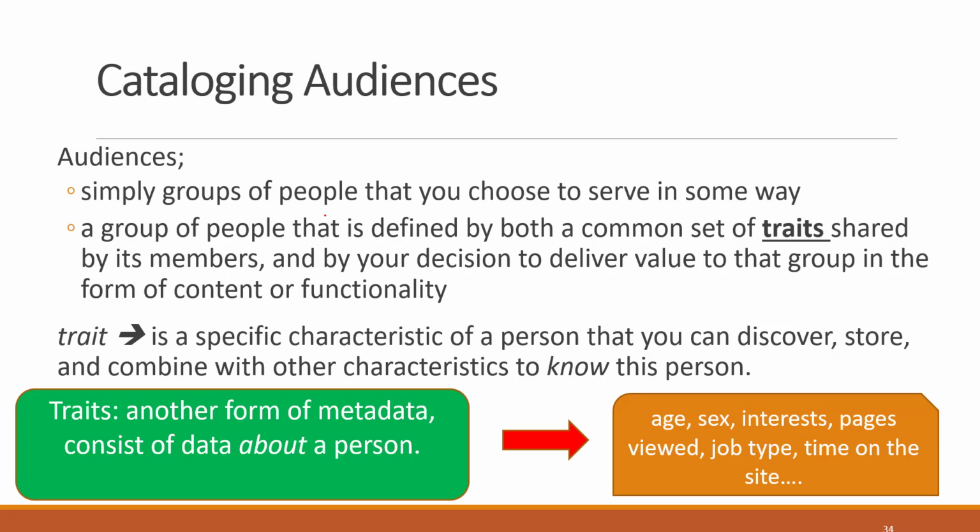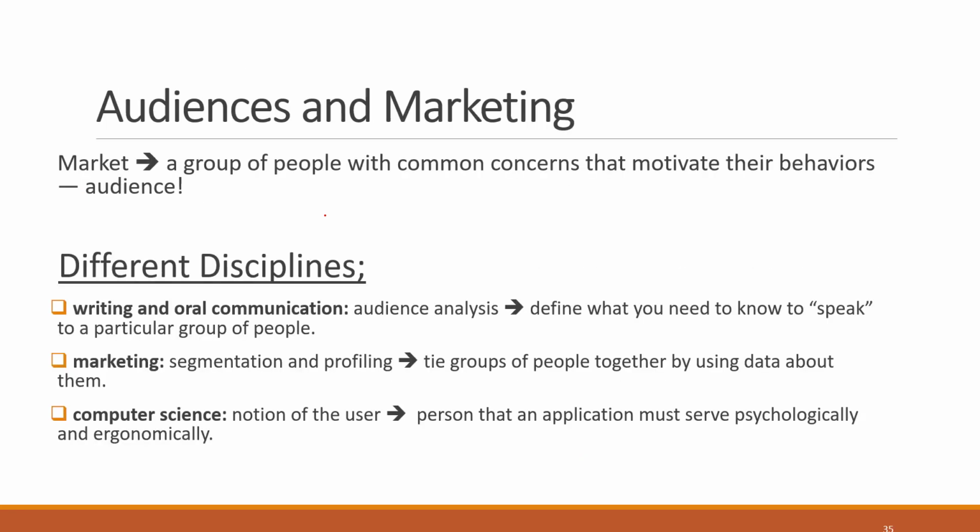Okay, the interest or the niche of your website, for example, should have a target. For example, a website that is used for selling cars. So how do you want to organize? What is your target? So it depends on how you manage the metadata. Okay, what is the reflex on this thing? Audience and marketing. Say you market to a group of people with common concerns that motivate their behaviors. Call it an audience.